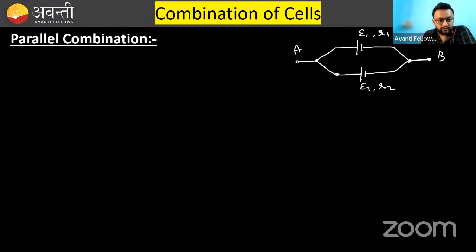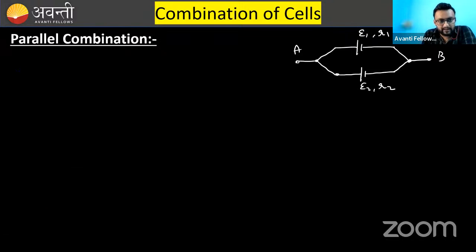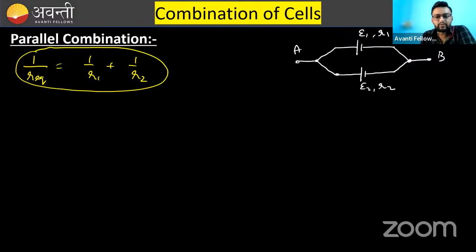Okay. Now parallel combination. So two things we can do here for parallel combination. What will be the equivalent internal resistance? You will say 1 upon R equivalent is equal to 1 by R1 plus 1 by R2. This is the series parallel combination, and this is similar to the parallel combination of resistors. Now, what will be the equivalent EMF?